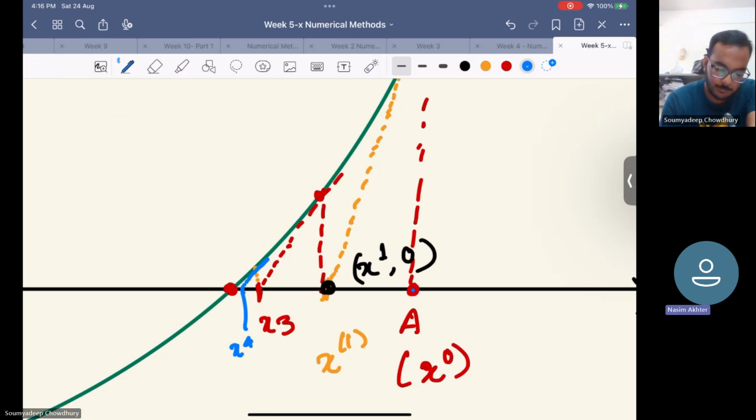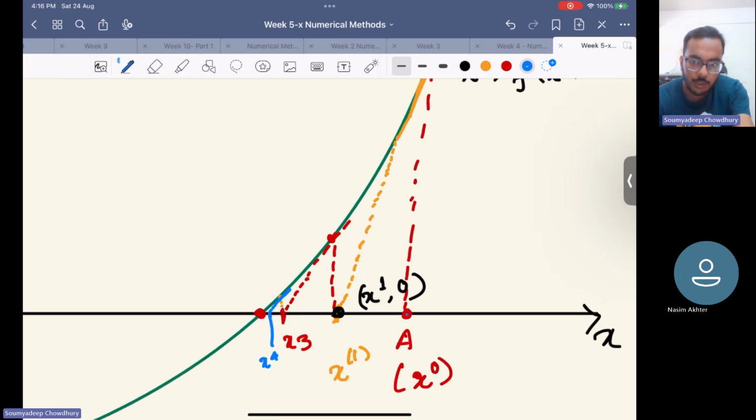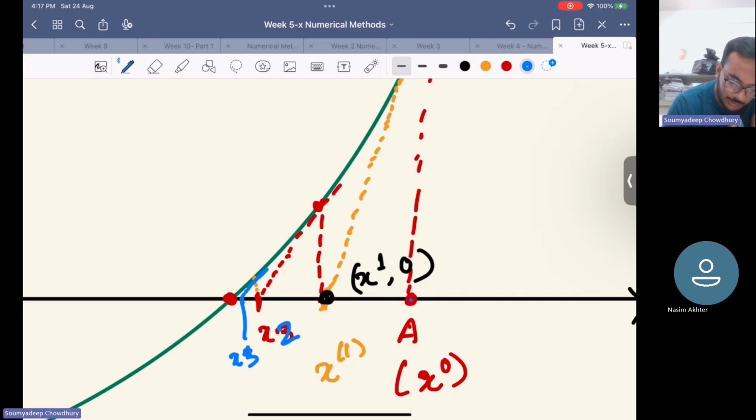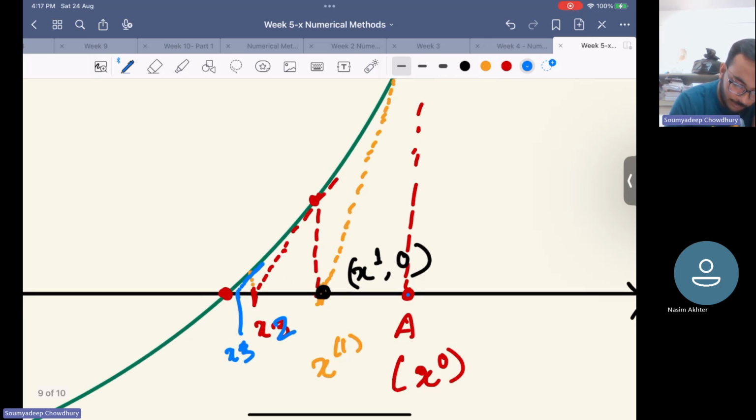You can continue. Okay. So here we are at x of 0. Then we move to x of 1. Then we move to x2. And here we move to x3. So gradually you can see that as we approach the root, the value of the function at that particular point is turning out to be 0. So x of 0, there was some value of the function.